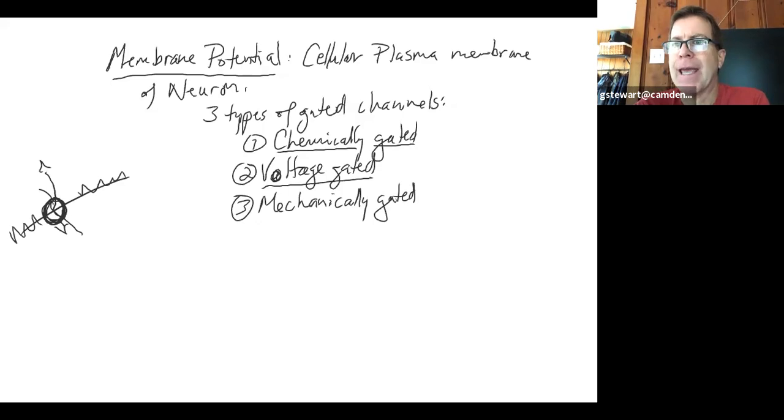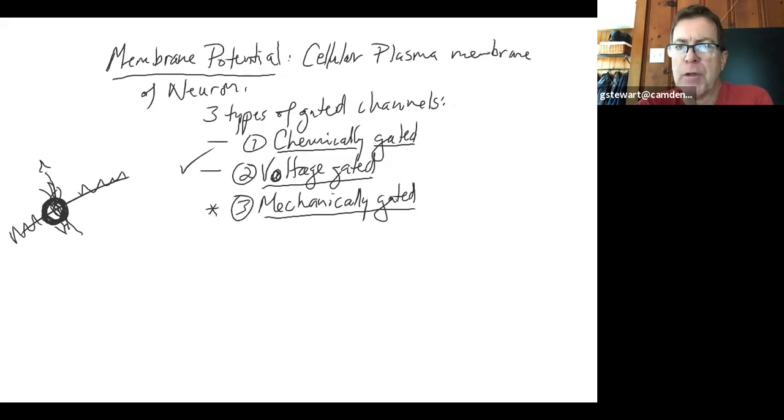And mechanically gated channels open and close to allow things to pass through when physical depression is put on it, when there's some sort of physical contact. So these we're not going to talk a lot about right now. They tend to be things like touch receptors in the human body. And when you touch something, there's a change in opening and closing of things across this membrane. We are going to talk about chemically gated and voltage gated, particularly voltage gated right off the bat.